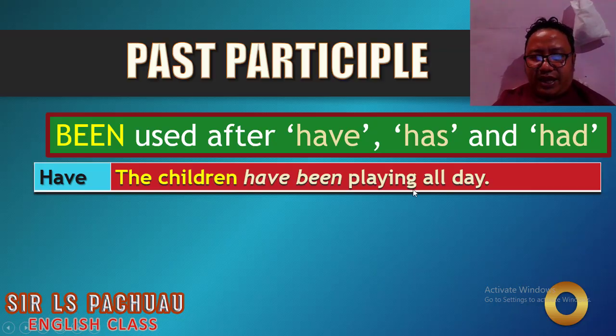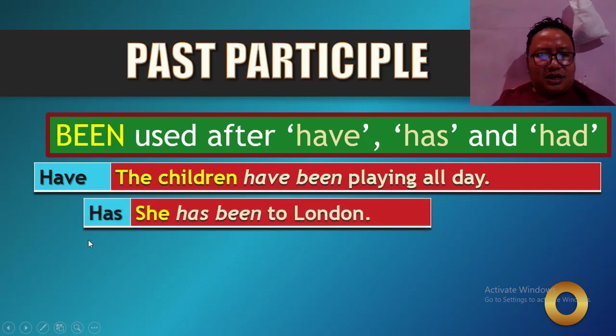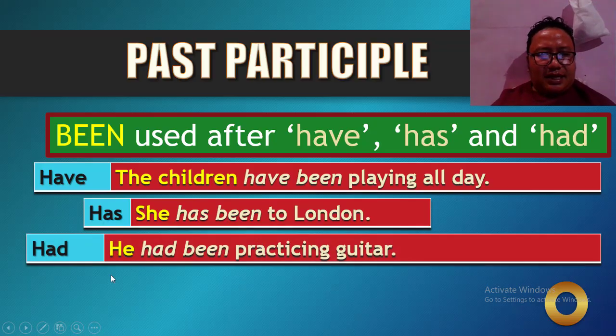So here, have. The children have been playing all day. Why have? Why not has? Because children is a plural subject. So here we are using have. What about has? She has been to London. We cannot say she have been. She has been to London. And had: he had been practicing guitar. Here also we have had before this been.